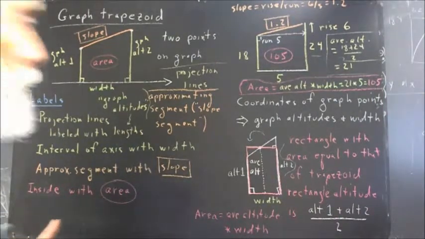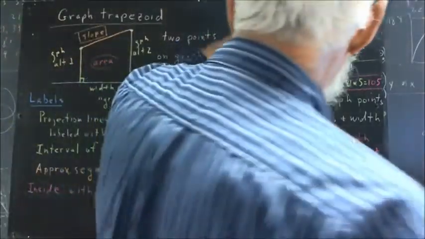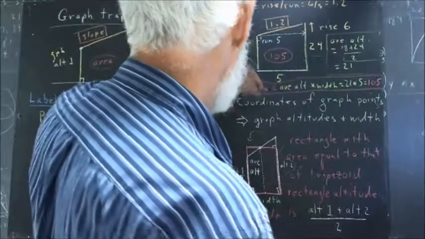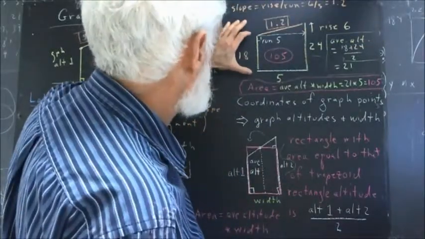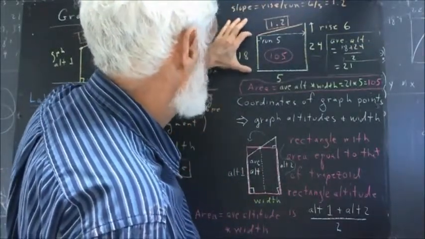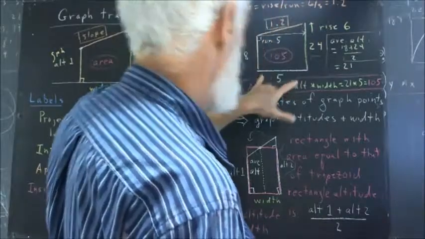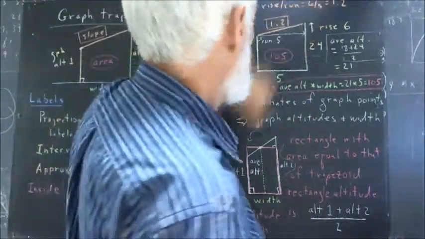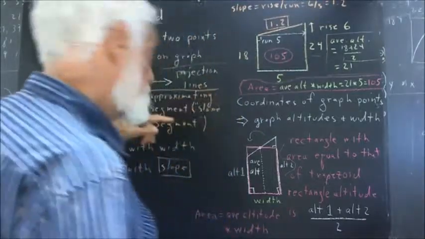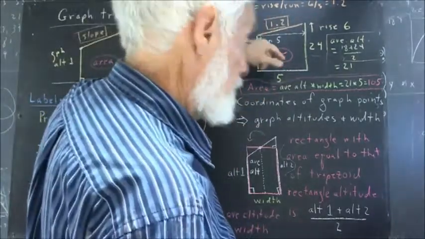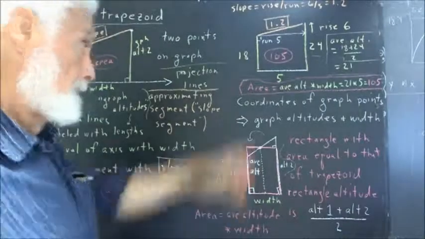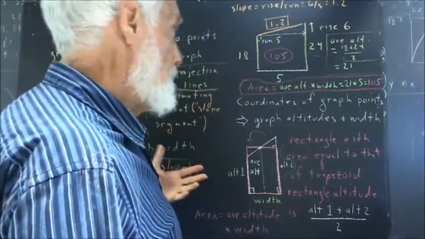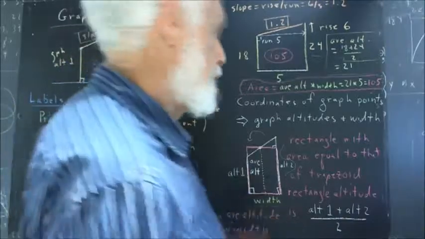To illustrate, we calculate slope and area, and you should do this yourself without looking at how I've calculated things. With a graph altitude of 18 on this side, a graph altitude of 24 on this side, and a width of 5. What therefore is the slope of the approximating segment or the slope segment, and what is the area of that trapezoid? Now, I caution you, I don't want to see the area of that trapezoid calculated by using the formula for the area of a trapezoid.